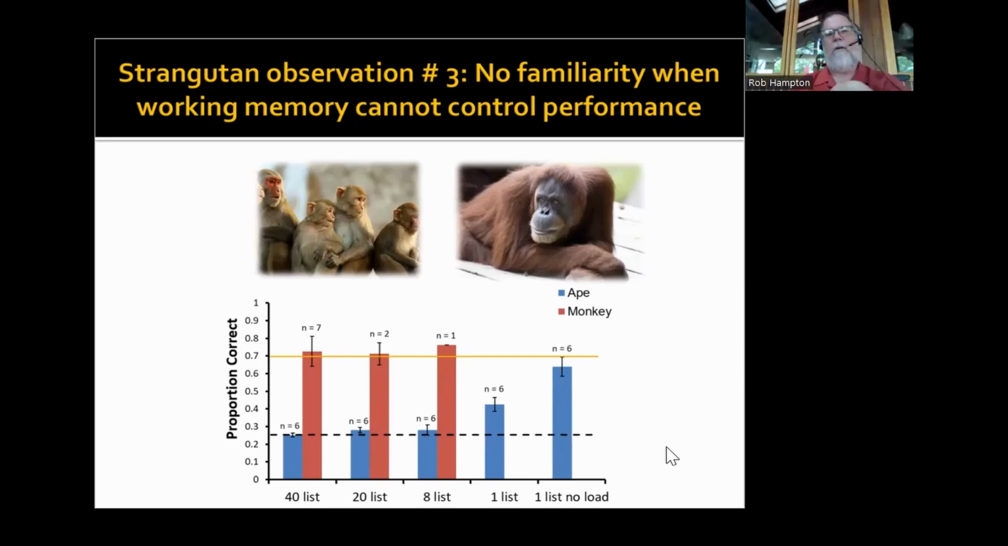So we're pretty sure this whole time the orangutans knew they're in tests that involve match to sample, but they simply are not tapping into that familiarity signal. And only once you return it to a condition where you can solve it as a working memory task, do you see accurate memory performance.